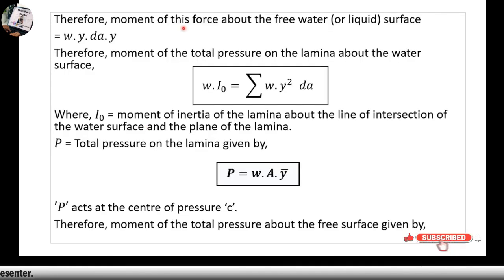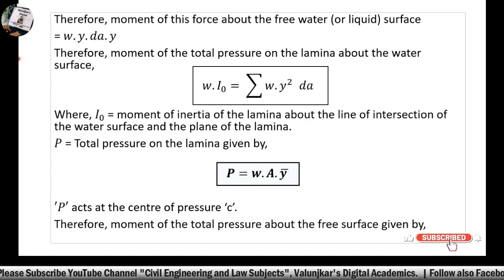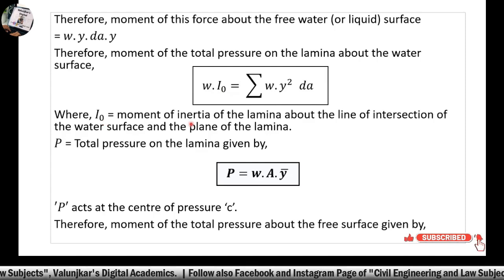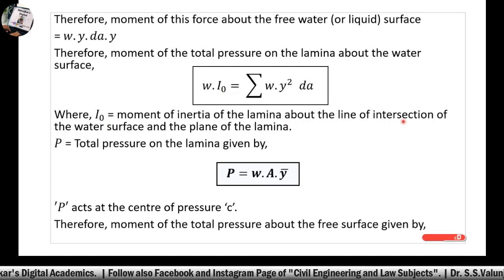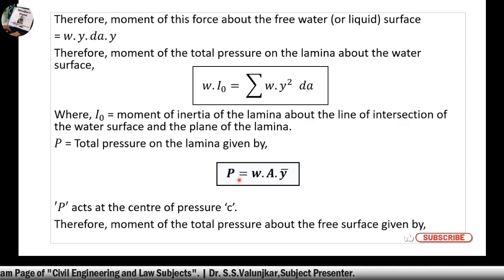Therefore, the moment of this force about the free water surface is equal to Wy into dA into Y, because force into distance is the moment of this force. So, Wy dA is the force and the distance is Y. Therefore, the moment of total pressure on the lamina about the water surface is equal to W into I0, which is equal to summation of Wy square dA, where I0 is the moment of inertia of the lamina about the line of intersection of the water surface and the plane of the lamina. So, total pressure P is equal to W into A into Y bar.